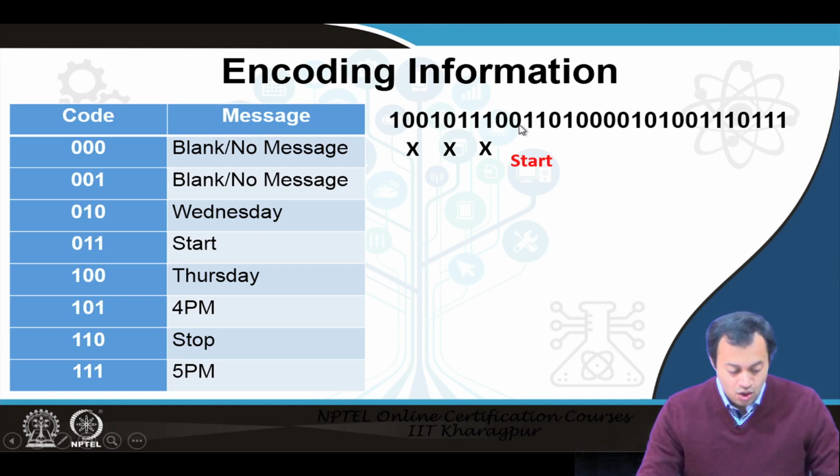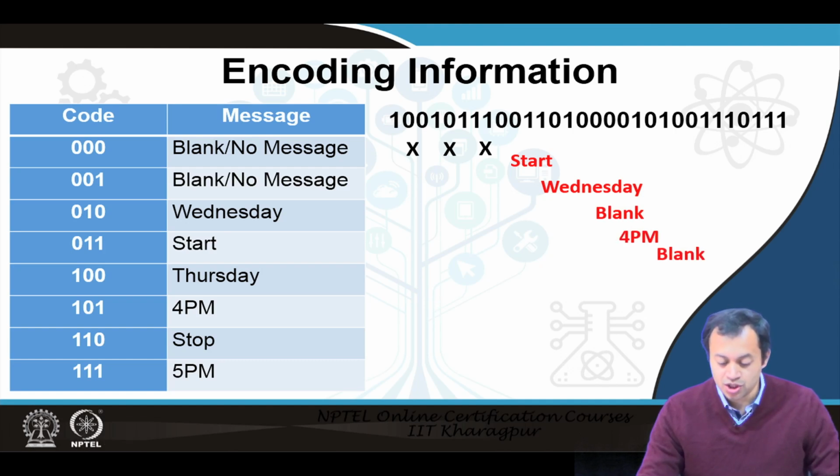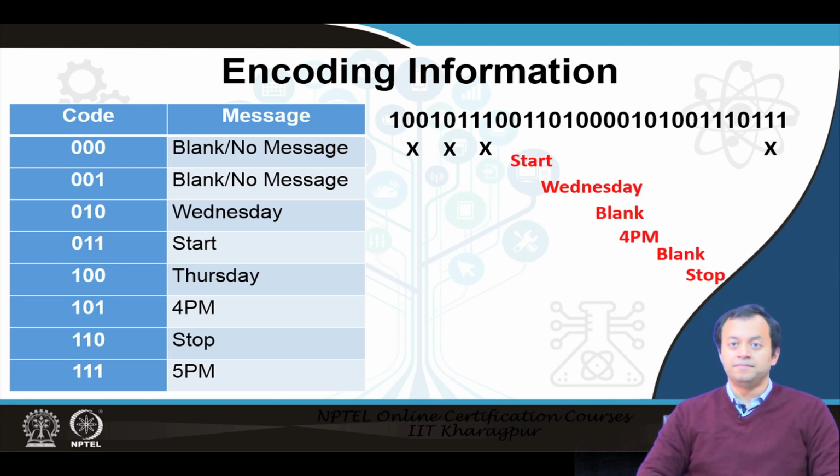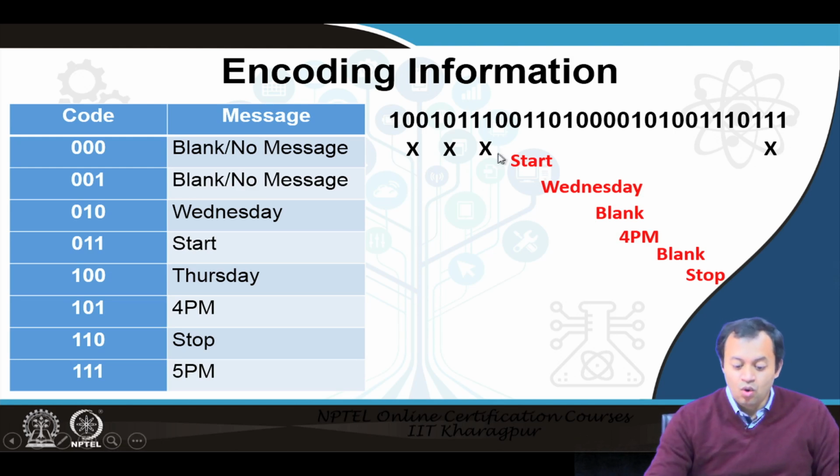What next? 011 has come, then I have 010. 010 stands for Wednesday. Next message, nothing, blank. Next message, 4 p.m. Next message, blank. Next message, stop, and after stop it does not matter, I have made it invalid. Right? Only the message which is between start and stop will be valid.